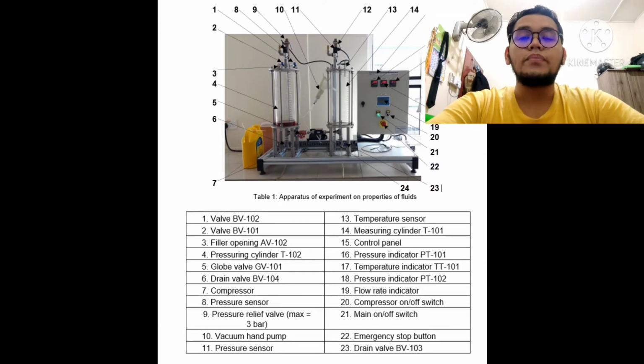we have control panel, number 16 pressure indicator PT101, number 17 we have temperature indicator TT101, number 18 pressure indicator PT102, number 19 flow rate indicator, number 20 compressor on or off switch, number 21 we have main on or off switch, number 22 we have emergency stop button, number 23 we have drain valve BV103, and the last one we have number 24, which is flow meter.